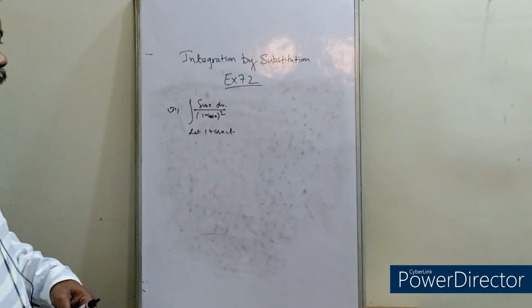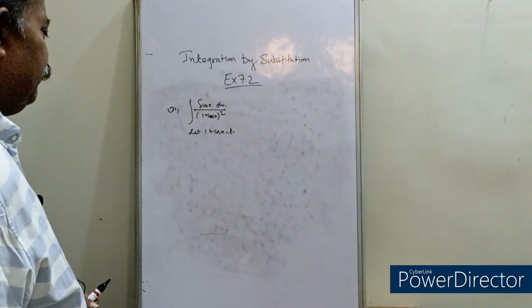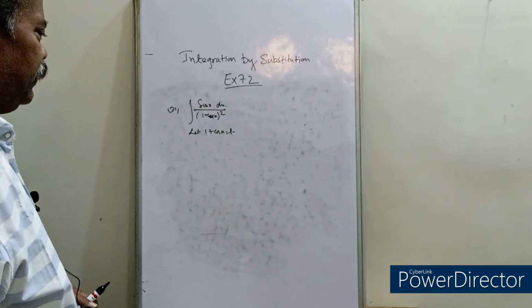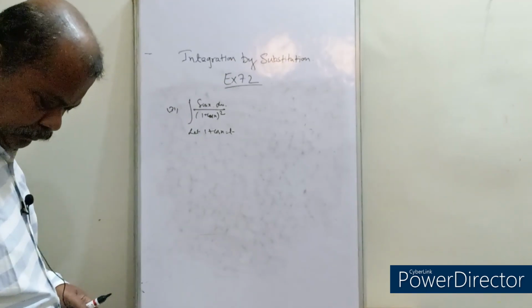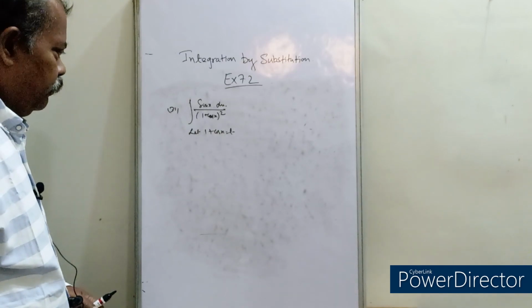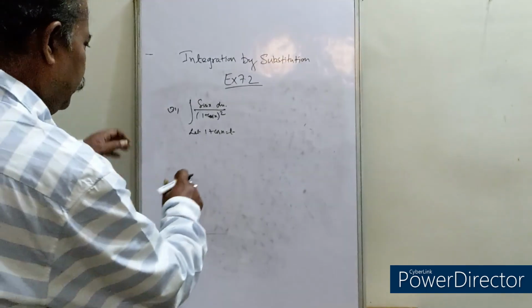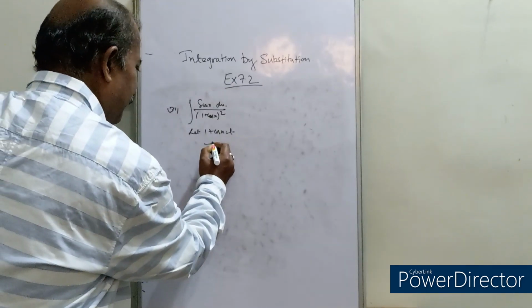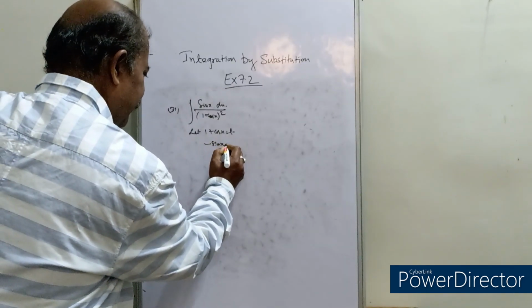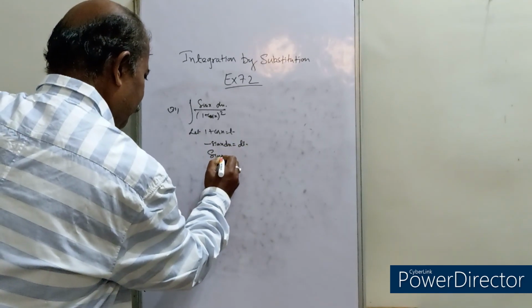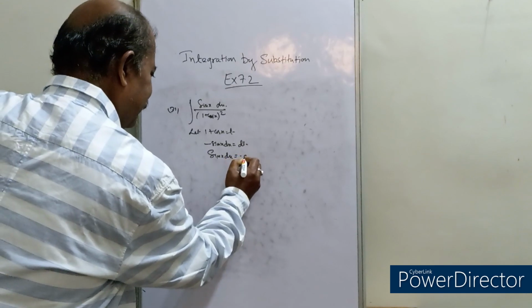Now I am going to differentiate it. The constant is 0, cos x is minus sin x, dx is equal to dt. So sin x dx is equal to minus dt.